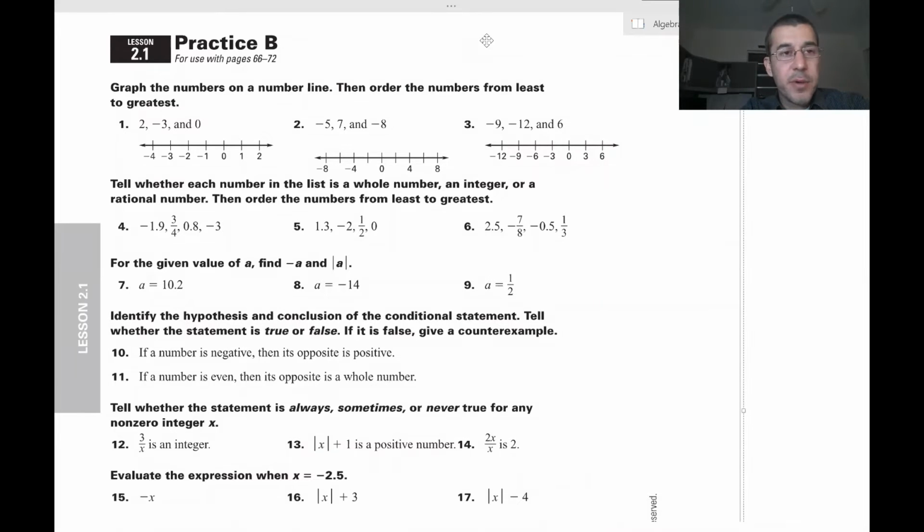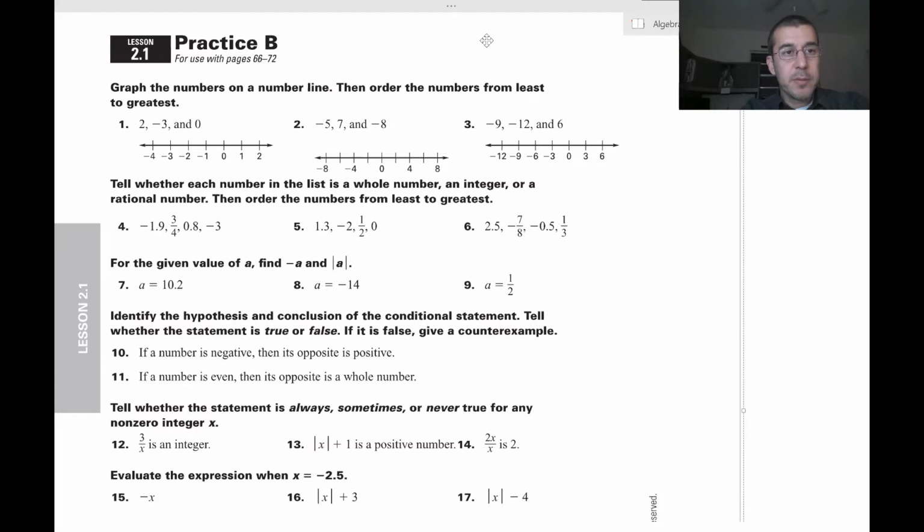This is Oliver. We're continuing with section 2.1. We're doing practice B today. Section 2.1 is about using integers and rational numbers and graphing them and comparing positive and negative numbers. So let's start.